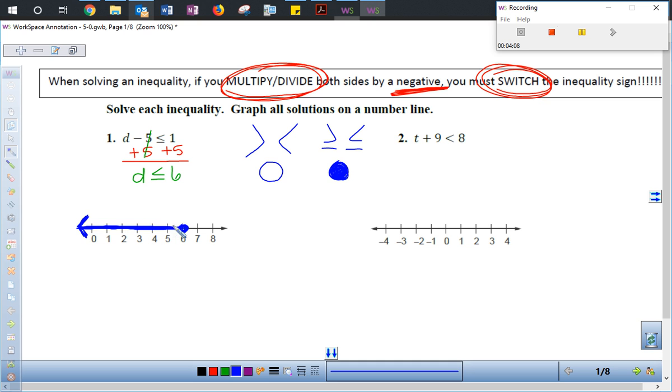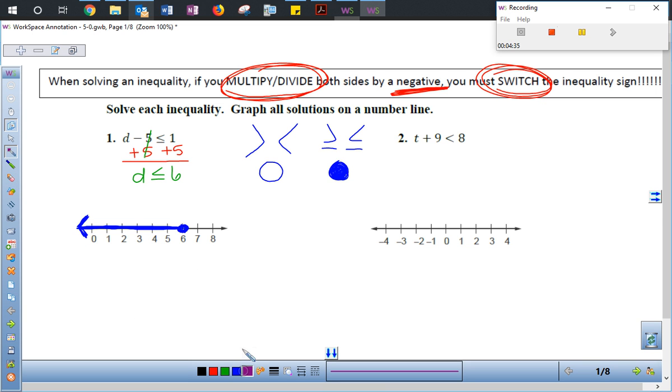So here's what this means. Any number on my number line that is underneath this arrow, so 5, 1, negative 3, any of those numbers would work for this inequality. For example, if I chose 2, 2 minus 5 is less than or equal to 1. So 2 minus 5 is negative 3, and negative 3 is definitely less than or equal to 1. So all of those numbers work.